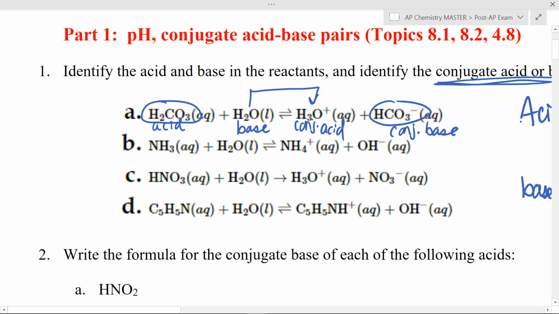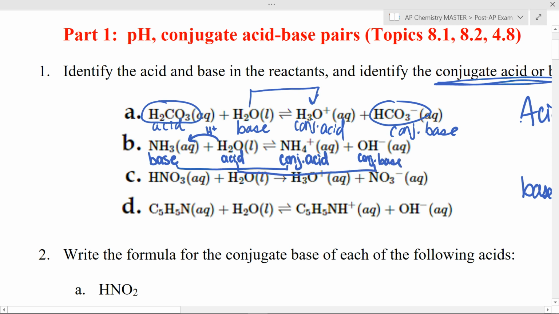NH3 is turning into NH4. So NH3 is behaving as a hydrogen taker. It's taking a hydrogen from water. So that means NH3 is acting as a base, and that means NH4 is its conjugate acid. So that's one conjugate pair right there. And then water is being a hydrogen giver, so it is acting as an acid. What is left behind after it gives up a hydrogen is its conjugate base.